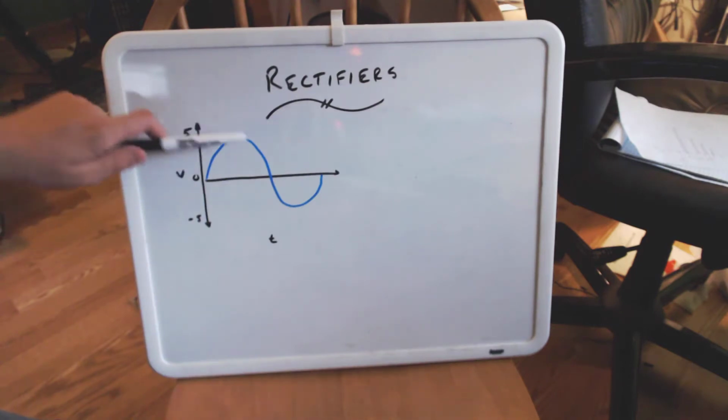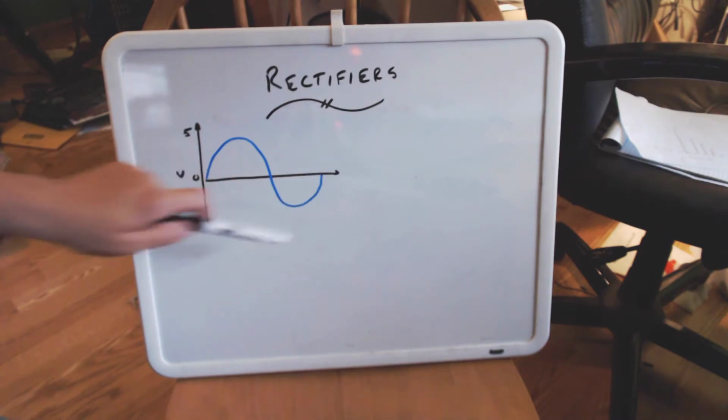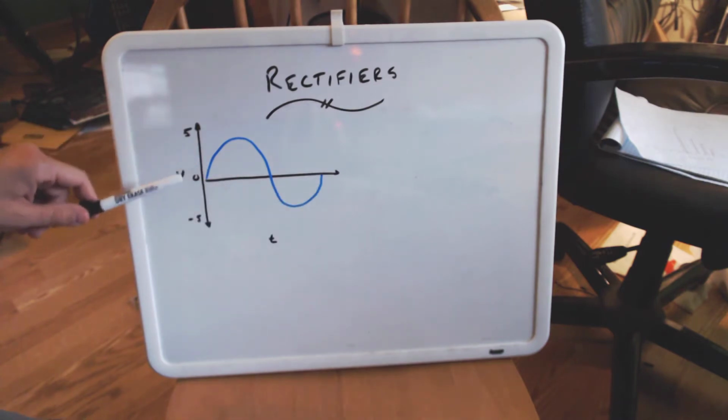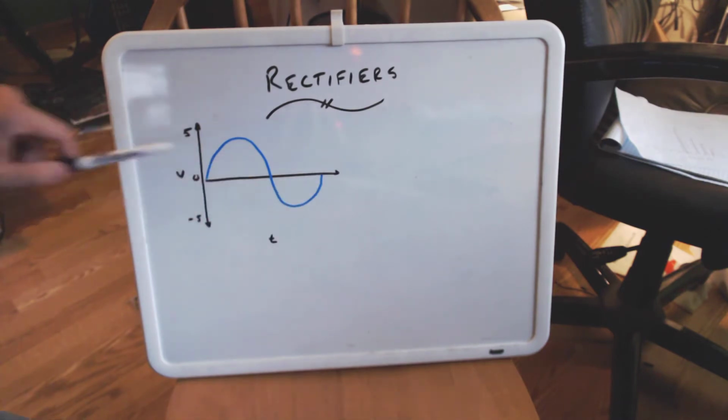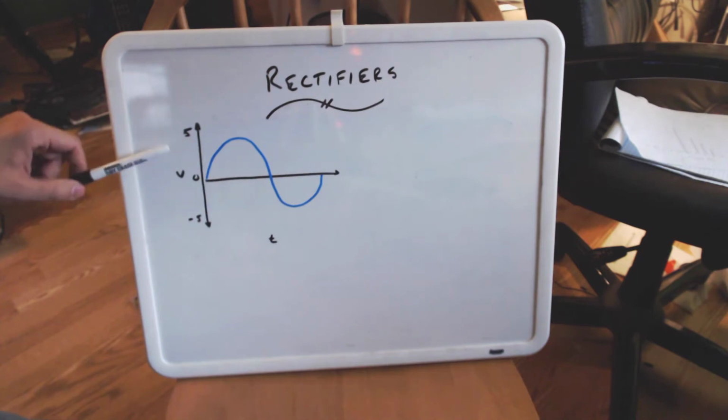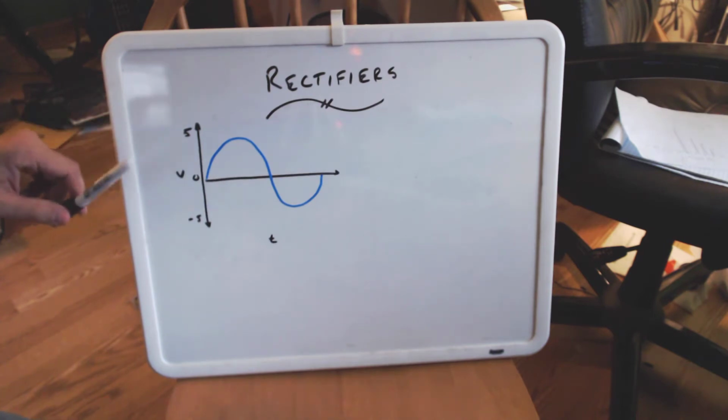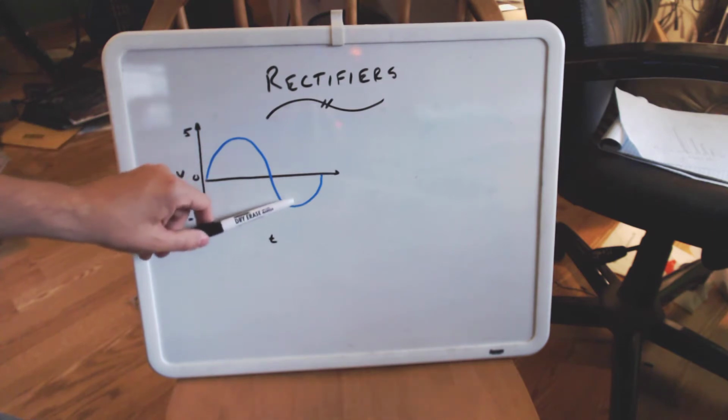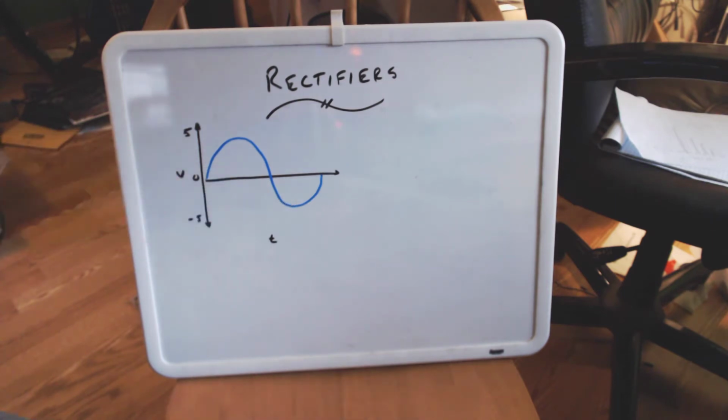It has both a positive component and a negative component. What we want to do is reproduce only the positive component. So first let's talk about half-wave rectification. A half-wave rectifier will basically remove the negative component and only leave the positive component. And that's going to look something like this.